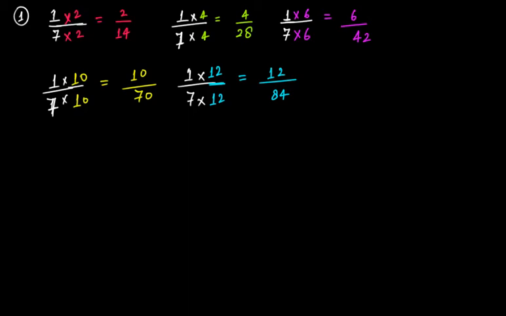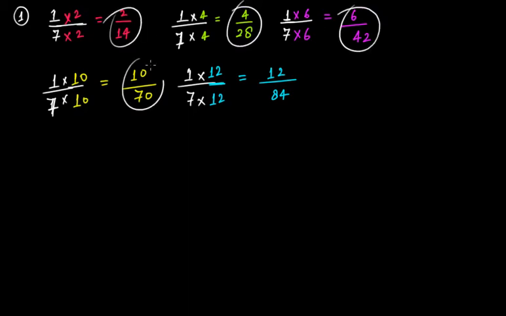So now we have 1, 2, 3, 4 and 5. These are the 5 equivalent fractions of 1 by 7. So the way is, you have to multiply numerator and denominator by the same number, and it doesn't matter what number you're using. You can use 2, 10, 11, 100, 1000, whatever. Whatever fractions you get will be equivalent fractions of 1 by 7.